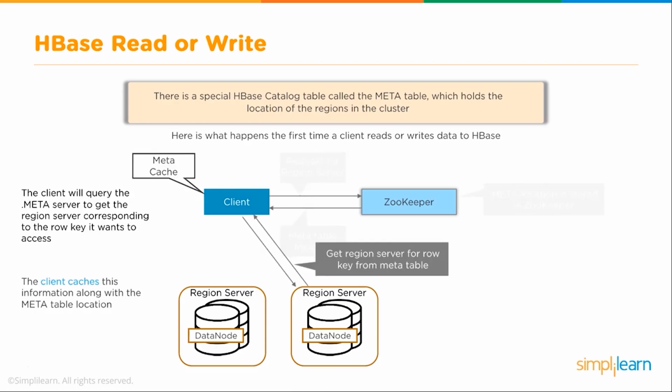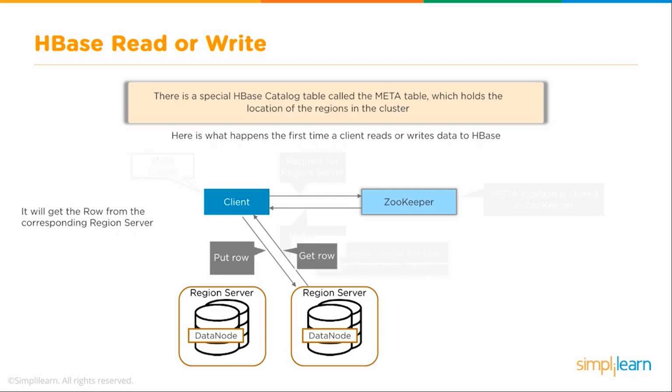The client will query the meta server to get the region server corresponding to the row key it wants to access. The client caches this information along with the meta table location. And you can see here the client going back and forth to the region server with the information. And it might be going across multiple region servers depending on what you're querying. So we get the region server for the row key from the meta table. That's where that row key comes in and says, hey, this is where we're going with this. And so once it gets the row key from the corresponding region server, we can now put row or get row from that region server.